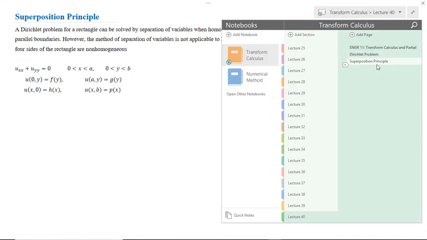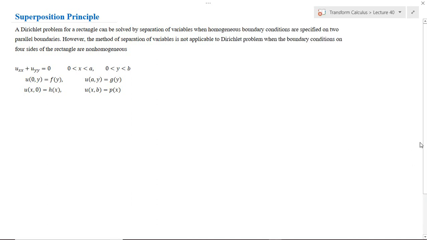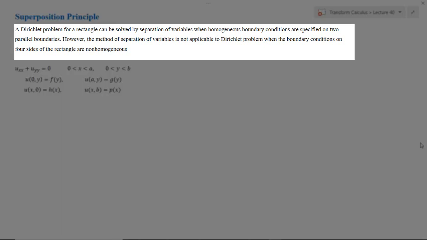That's about the Dirichlet problem. Now we want to talk about the superposition principle. So far we solved the heat equation, wave equation, and Laplace equation, but all of them were homogeneous. If you have a non-homogeneous problem, what happens? A Dirichlet problem for a rectangle can be solved by separation of variables when homogeneous boundary conditions are specified on two parallel boundaries. However, the method of separation of variables is not applicable to a Dirichlet problem when the boundary conditions on all four sides of the rectangle are non-homogeneous.